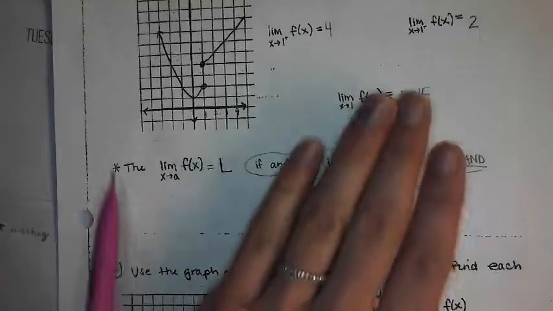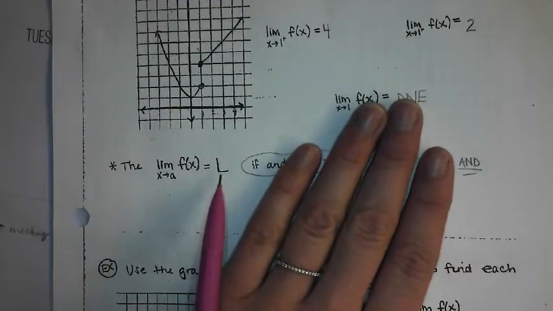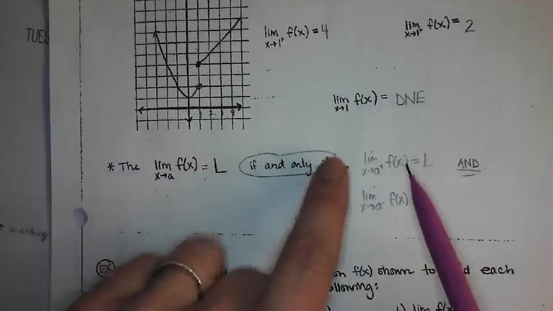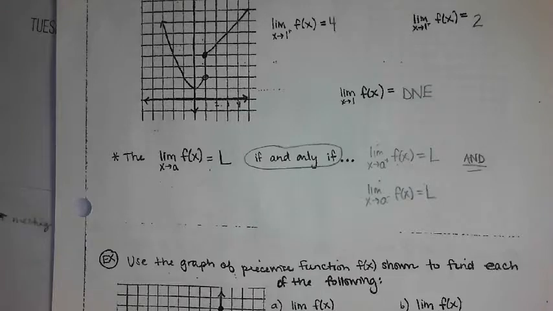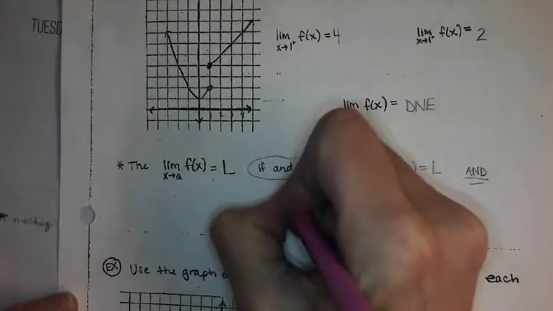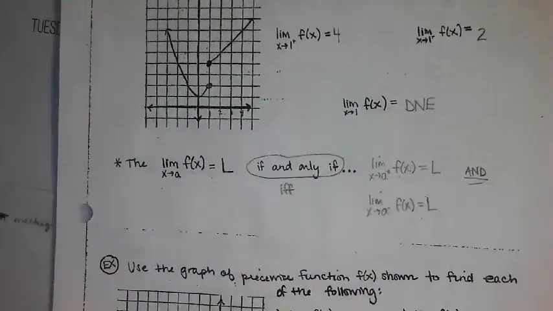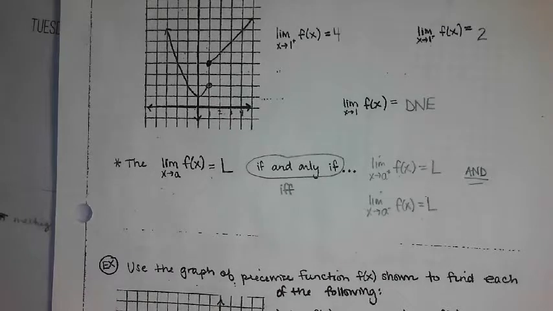Or vice versa, if you know the overall limit already, then you can conclude that coming from the right and coming from the left, it would be the same thing. So the last thing I'll write is that in math, we often abbreviate if and only if using iff. So that's a little side math notation lingo thing to throw at you.